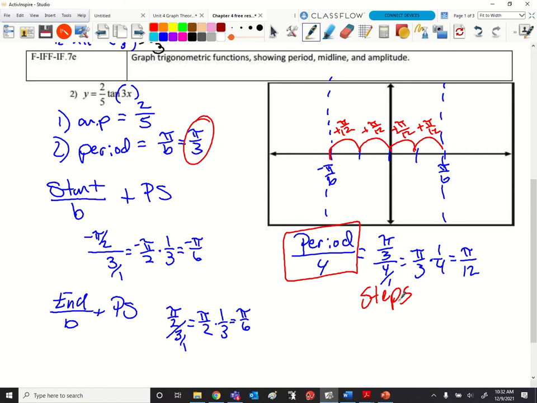So when you plug it into a calculator, you would start from the negative pi. Negative 1 over 6. Negative 1 over 6 plus 1 over 12, which should give you a negative pi over 12. Yep. And then you get 0.